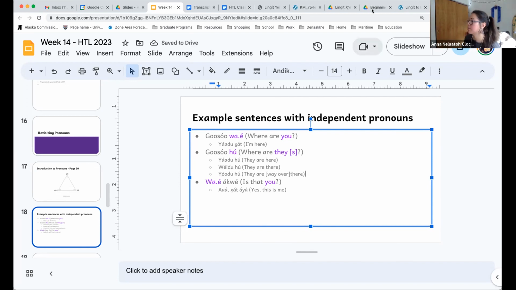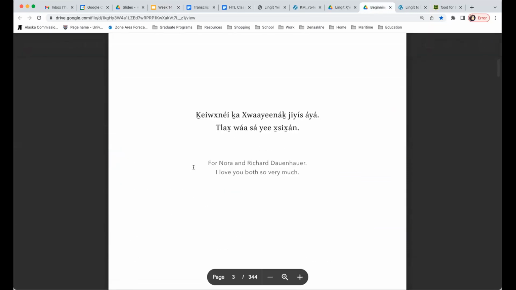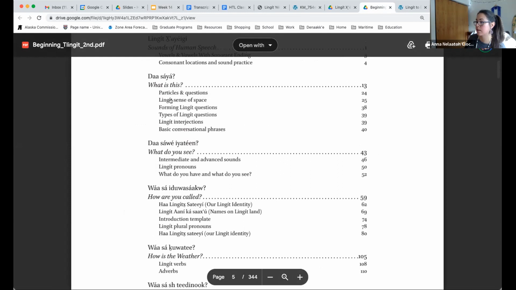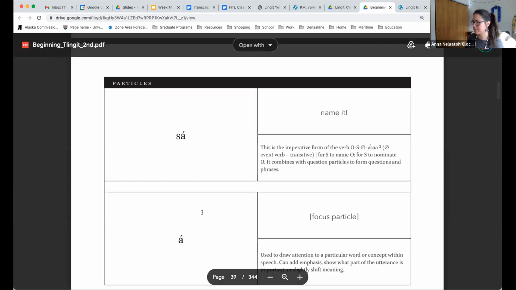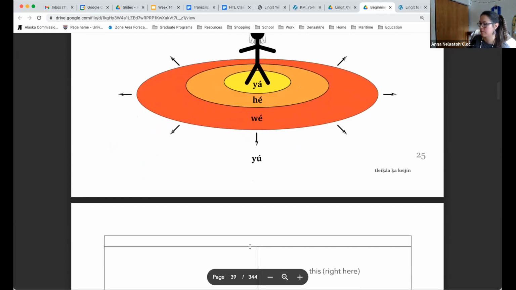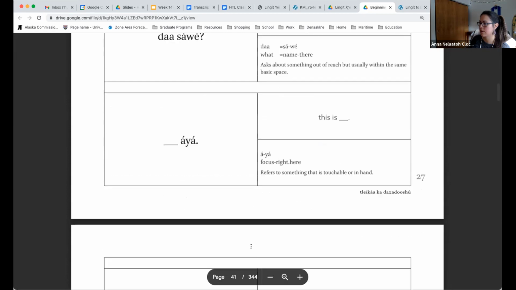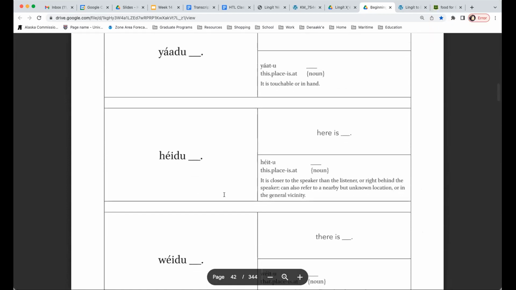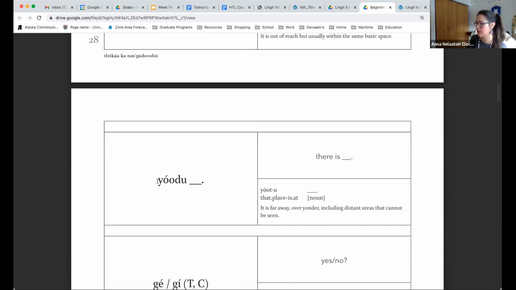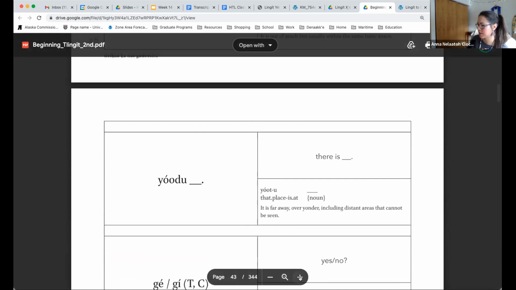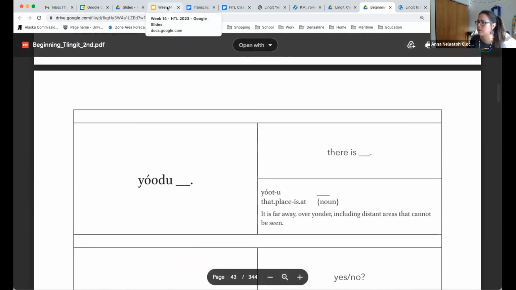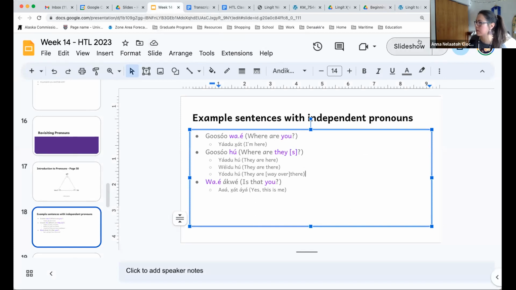I'm just going to check my spelling in the book. So this is in Beginning Lingít Workbook under Lingít Sense of Space, page 25. We have our diagram here for ya, ha, weh, and yuk. And then we have some words down here. So these are our examples, ya, he, we, and then you is the farthest away. The description in this book is Yudu is far away over yonder, including distant areas that cannot be seen. So it's Yudu. Okay, looks like we're good on our spelling.